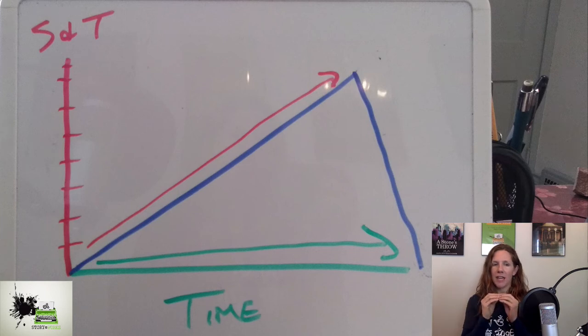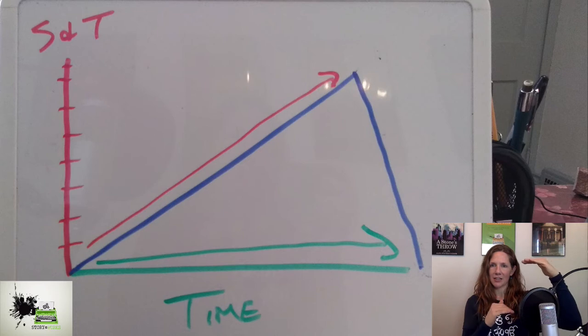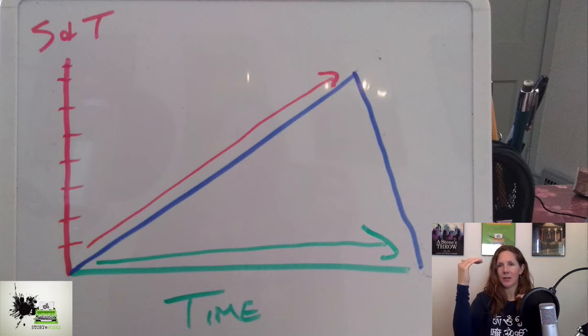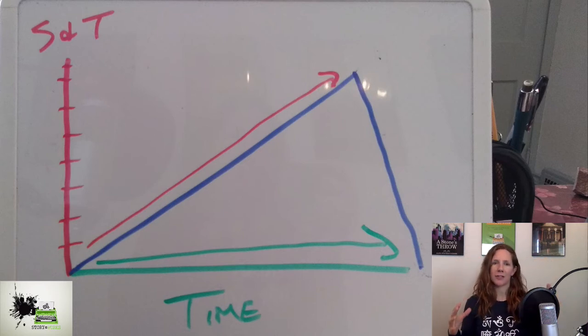So if they separate and your stakes are rising and your tension isn't, or your tension is rising and your stakes aren't, you've got a structural problem somewhere in your plot. So just remember, stakes, what your character can gain or lose; tension, what the reader feels as a result of being engaged with your character.